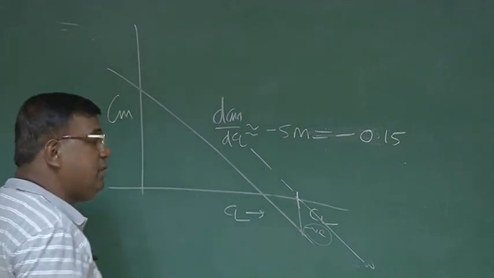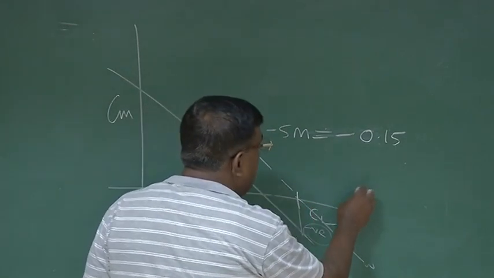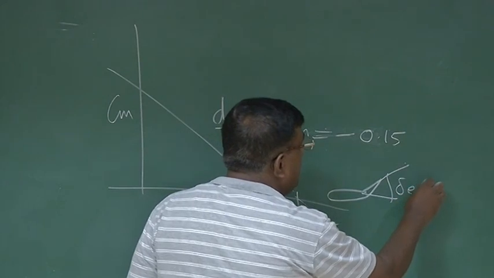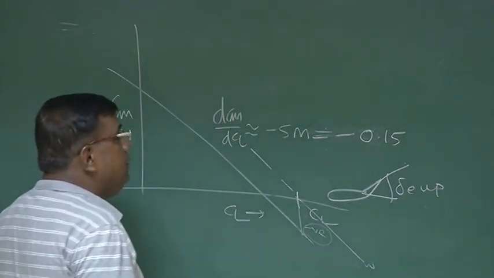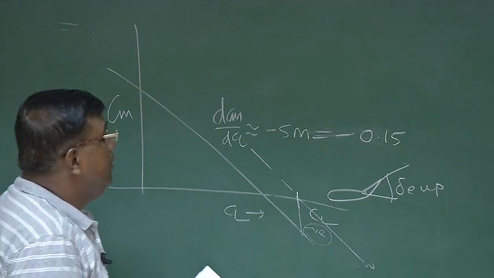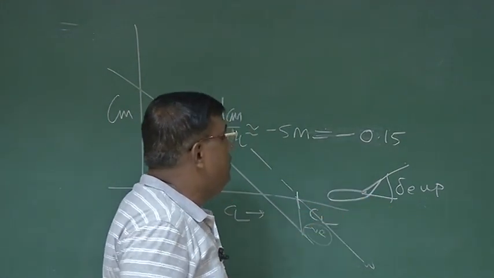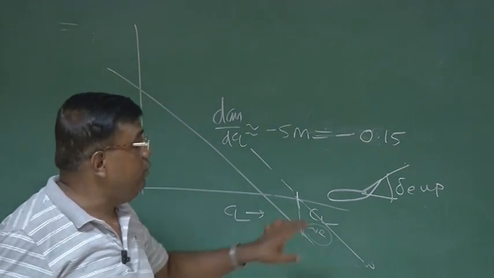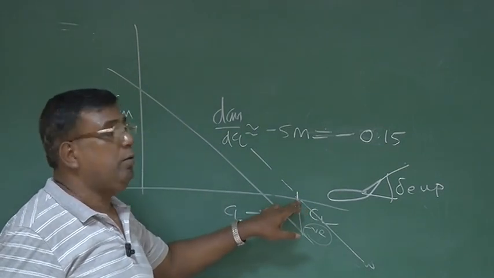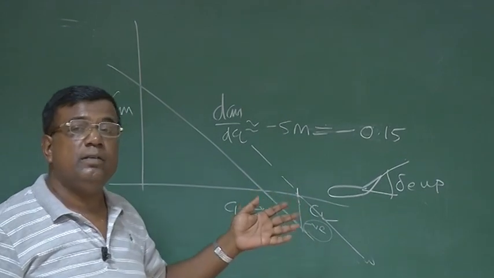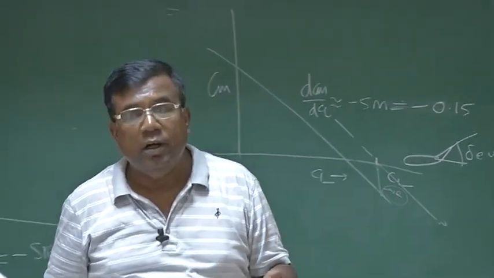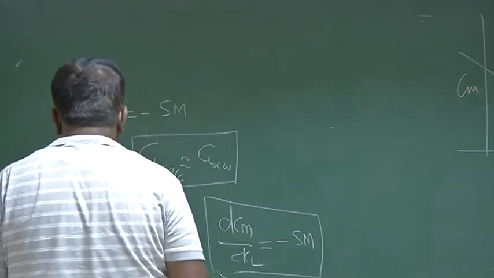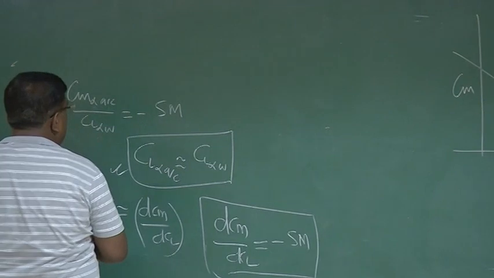How do I generate this? I generate this positive moment to counter this negative moment by giving elevator up deflection. So the elevator up deflection should generate enough positive pitching moment to counter this negative moment, so that at this point, again the moments are zero, so they are at trim, or they are at equilibrium. Okay? So if this understanding is there, then we will formulate.